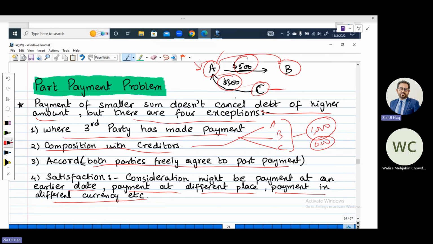So a smaller amount of debt cannot cancel the larger debt. But there are some exceptions. If the smaller amount is paid by a third party, it can cancel. In case of composition with creditors, winding up of a company, creditors can receive a smaller amount by selling assets. If both parties agree with each other, a smaller amount can cancel the larger debt. And if the party asks the other party to pay before the due date, to pay at different locations, or to pay in a different currency, then a smaller amount can cancel the larger debt.